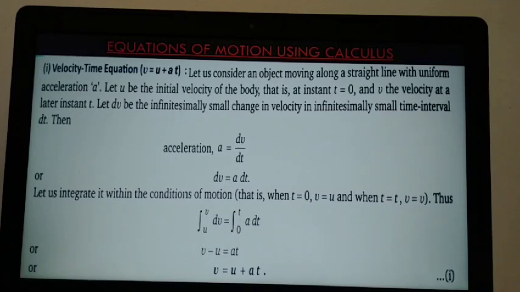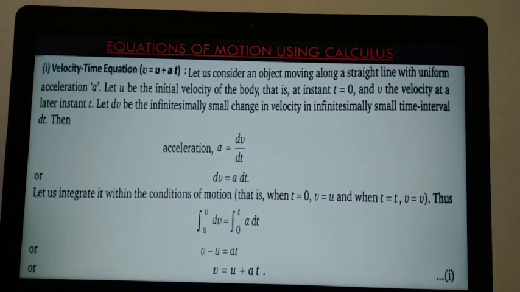And I already told you it's a definite integral because your observation is from 0 to t. On the right hand side the variable is t, and t is changing from 0 to t. So its lower limit will be 0 and its upper limit will be t. So on the right hand side you have integral 0 to t a dt.